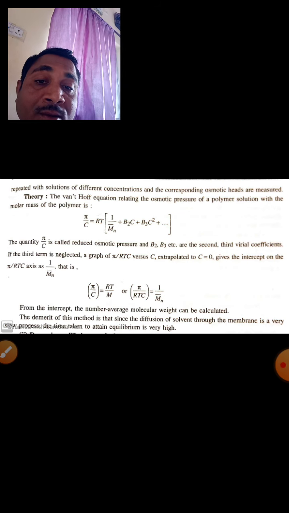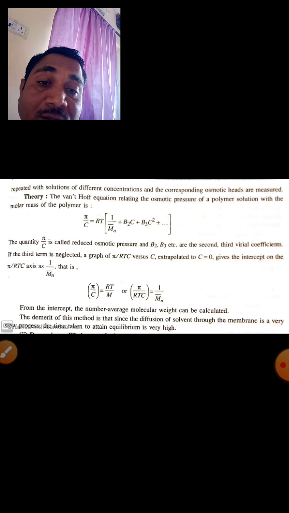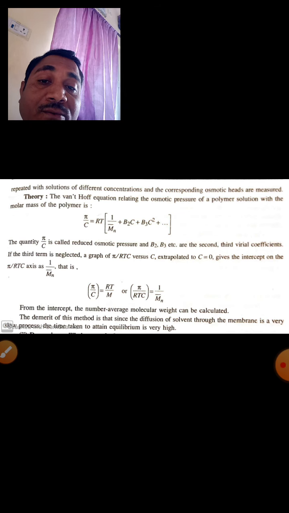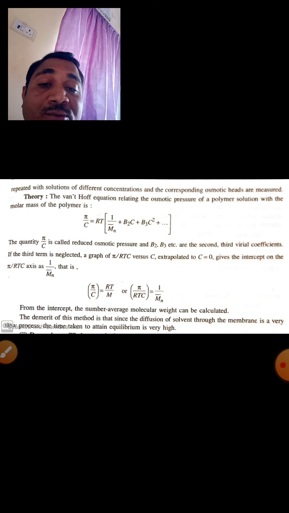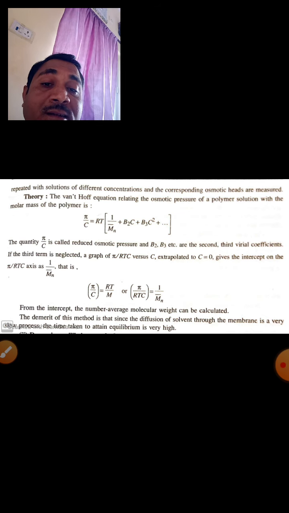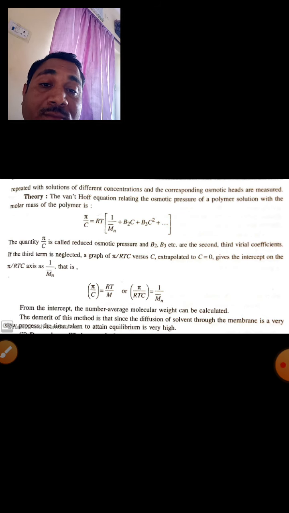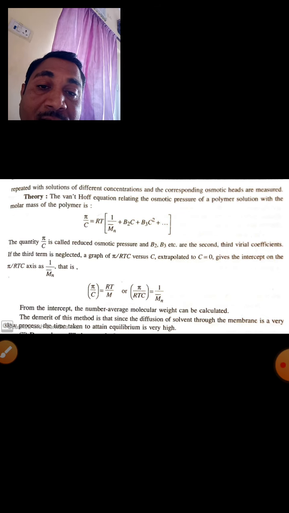Theory: the Van 't Hoff equation relating the osmotic pressure of a polymer solution with the molar mass of polymer. That means Van 't Hoff gives the equation which gives an idea about the osmotic pressure as well as the molar mass of polymer, the relation between the osmotic pressure and molar mass.